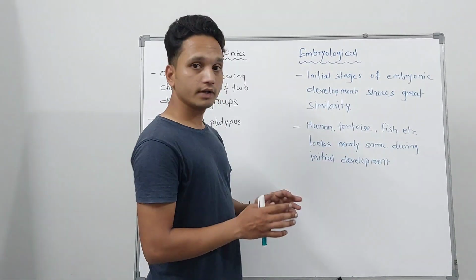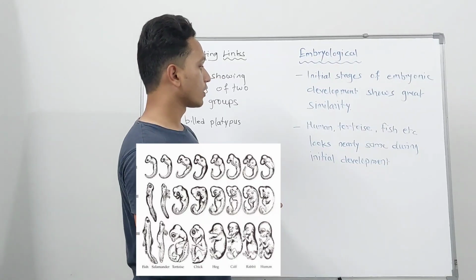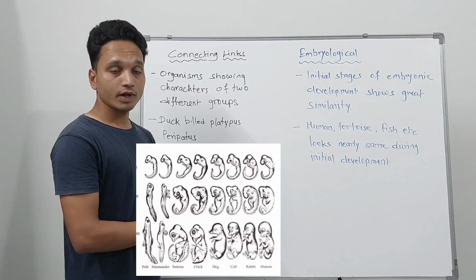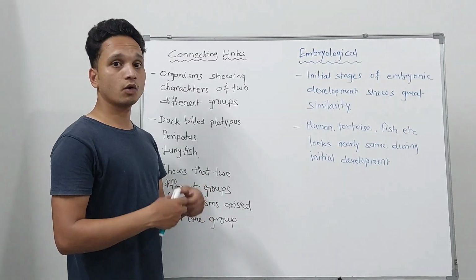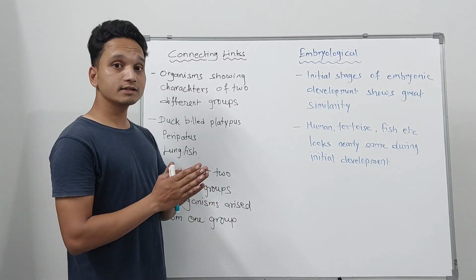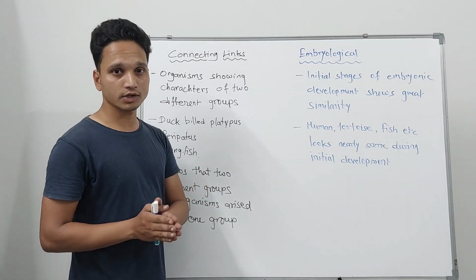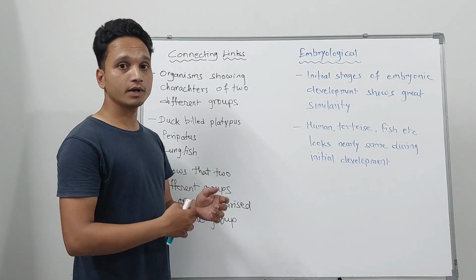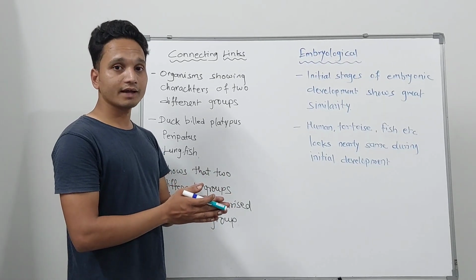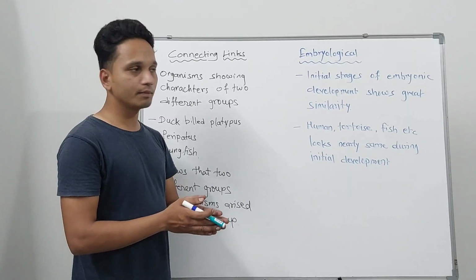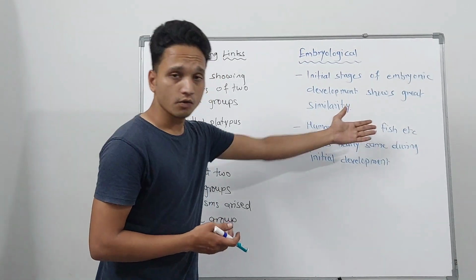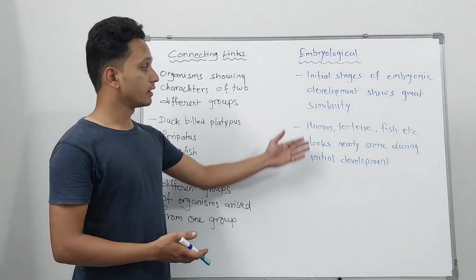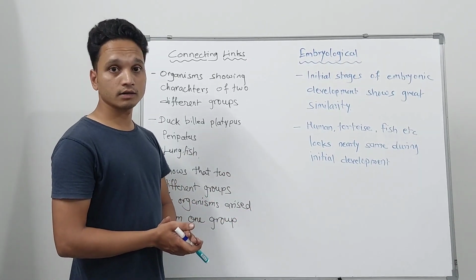Human, tortoise, fish. Let's take these three as examples. Human, tortoise and fish look nearly the same during the initial embryonic development. Whenever they develop in the womb, or in the eggs, they show very similar structure in their initial embryonic development. Now when they become adults, fully grown, they might not look similar at all. For example, fish lives inside the water, tortoise lives on land as well as in water, and humans live on land; humans cannot respire in water.